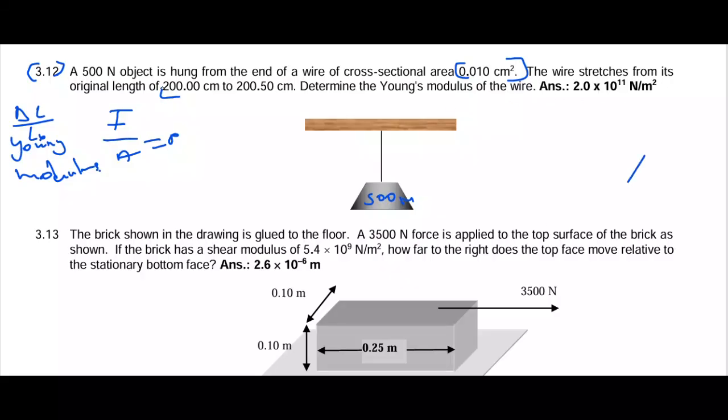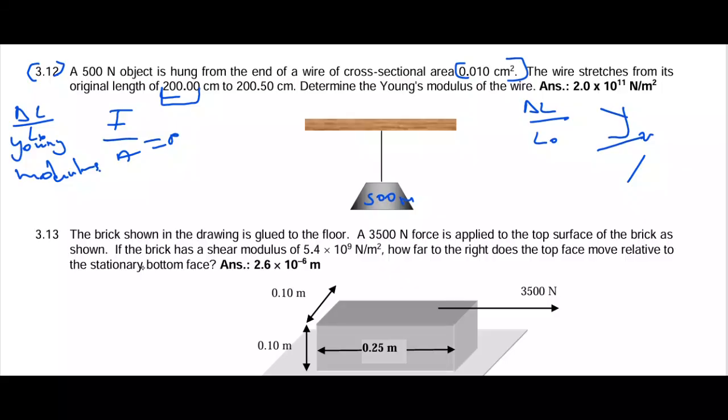So its original length is the initial length, 200.50 centimeter. Which means, remember, there's a change in L divided by the original length. So you should also know about that part. They say determine the Young's modulus of the wire. So now you need to find that Y. Easy as that.